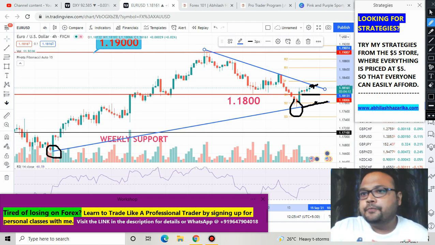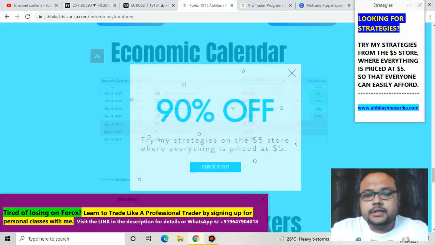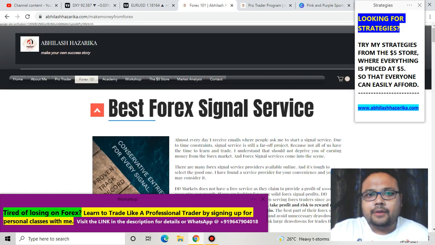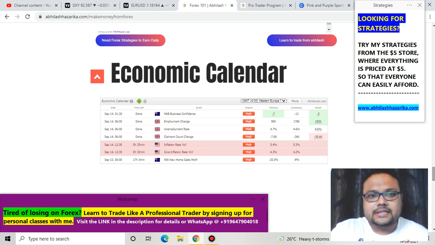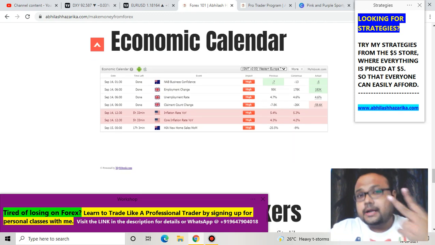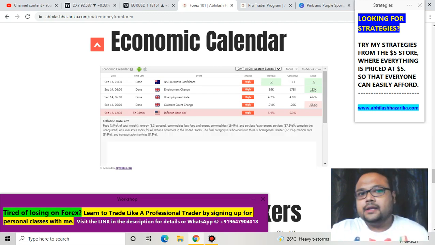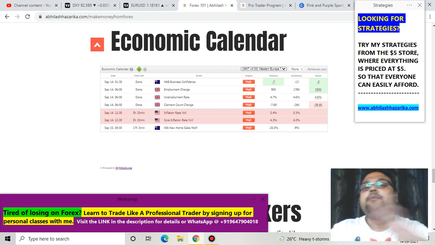Let me show you. This is the economic calendar. You can easily find the economic calendar online, and you can also find it on my website, avilashhazarika.com. In the economic calendar, you can see that two important high impact events are today: the inflation rate and the core inflation rate, which are about to come out in 5 or 33 minutes. If you want to know in detail, just click here and you will get the complete information.